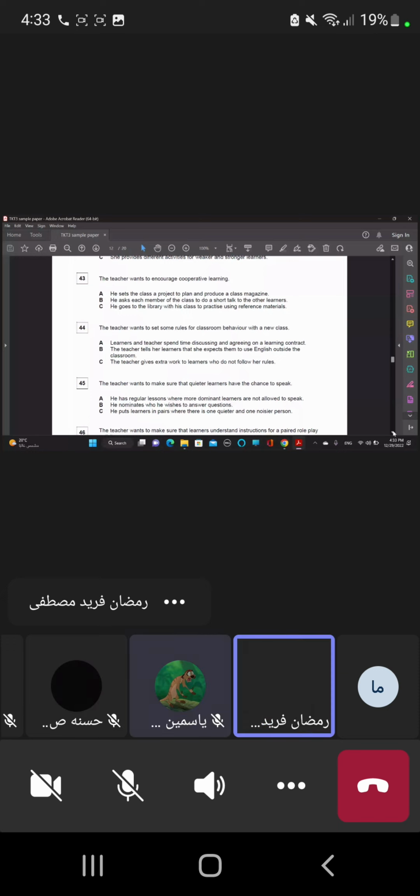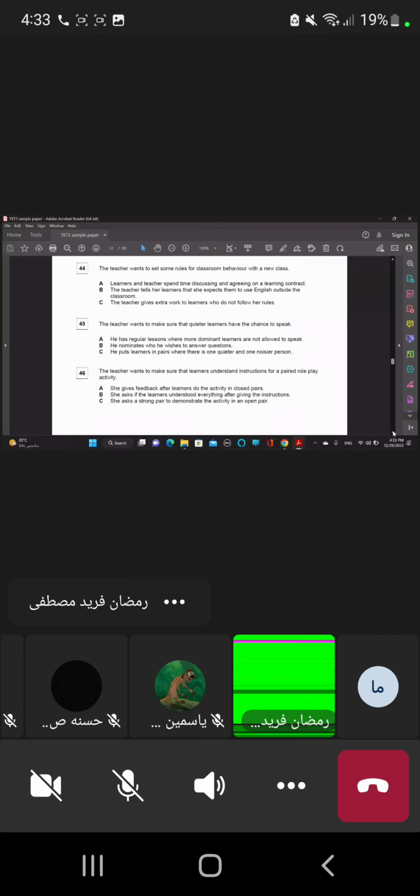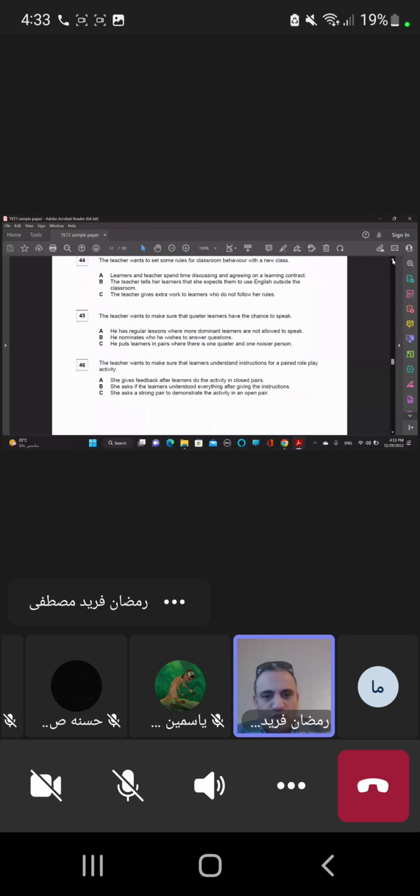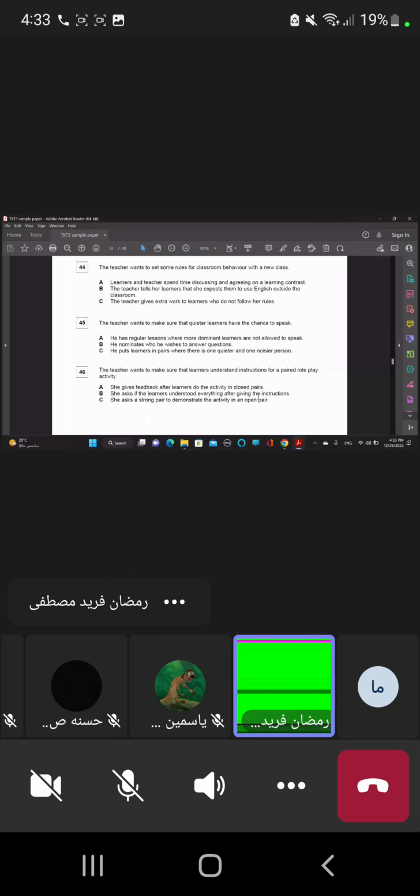Okay, learners and teachers spend time discussing and agreeing on a learning contract. Yes. 45, the teacher wants to make sure that quieter learners have the chance to speak.